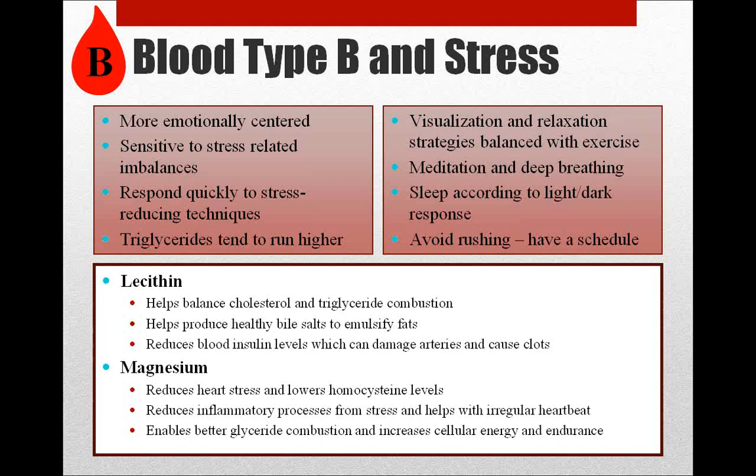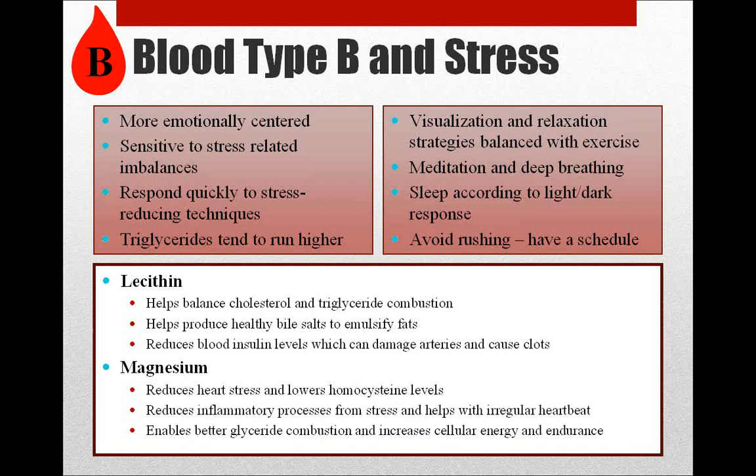So other than the arginine that was mentioned with the nitric oxide, the lecithin can help balance out how they're using those triglycerides for a fuel for glycerol combustion in the cell. It also helps how they produce the healthy bile salts to emulsify the fats, because bees tend to do a little bit better with a higher fat diet. And that's the good fats, not the inflammatory, not your hydrogenated, not your trans fats, but all of your good fats. So reducing the blood insulin levels that can kind of damage the arteries or cause those little fissures in there or cause clots, lecithin's going to help to break some of the stuff down with that.